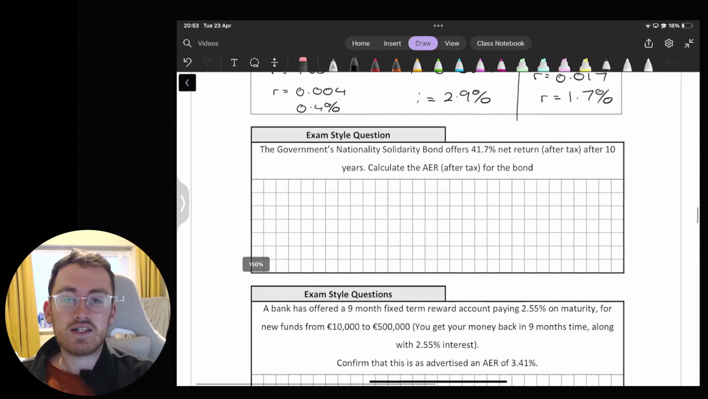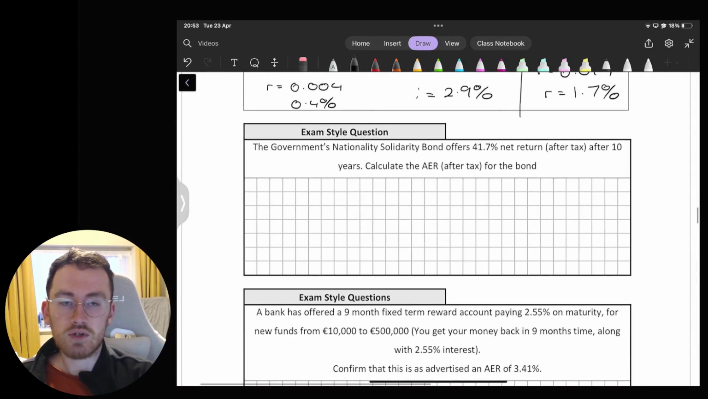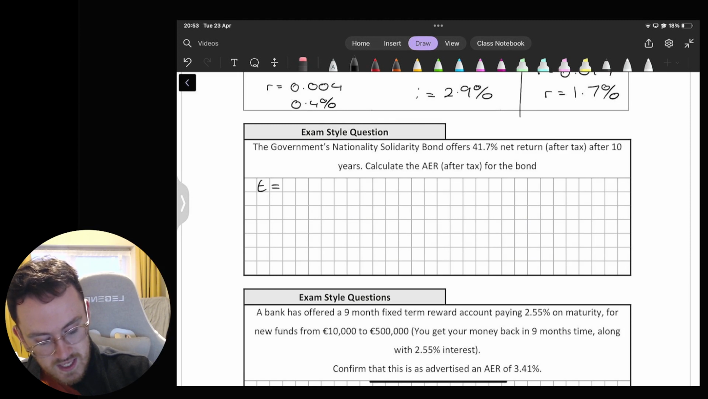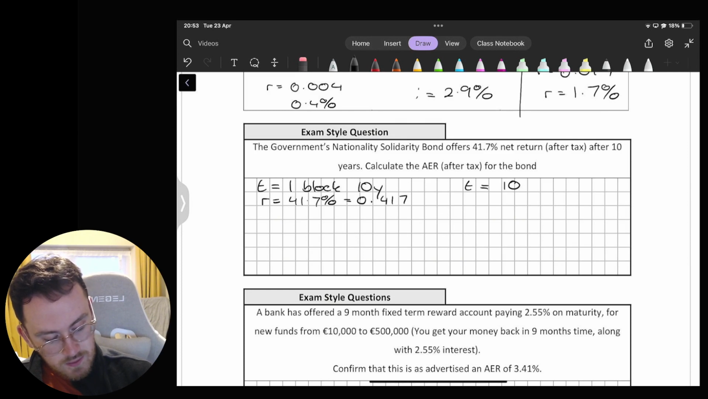The government's National Solidarity Bond offers 41.7% net return after tax after 10 years. Calculate the annual equivalent rate for the bond. So what we're kind of saying is for a time length of 1 block of 10 years, the rate that I'm working with for that is 41.7%, which is going to be 0.417, and that matches up with a time of 10 years and an interest rate i. So 1.417 for 1 block of 10 years is the same as 1 plus i for those 10 years.